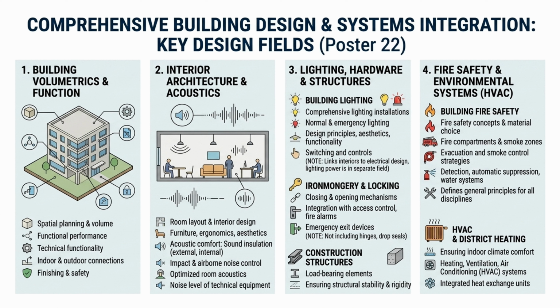Comprehensive building design addresses several key fields to ensure that the building is safe, functional, and comfortable. The first major area is building volumetrics and function. This covers how spaces are organized within the building, how the building connects with the surroundings, and how well they perform both technically and functionally. It also considers the finishing touches and safety features needed for everyone to use.